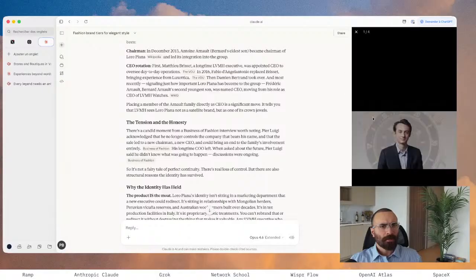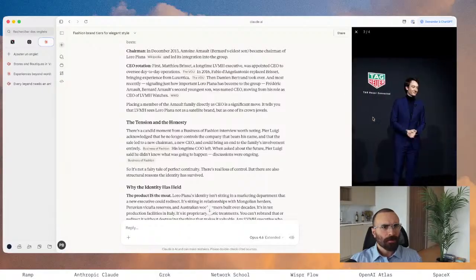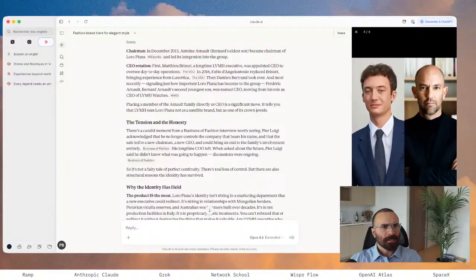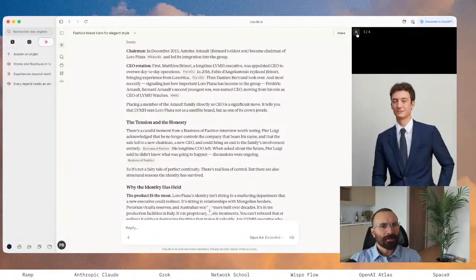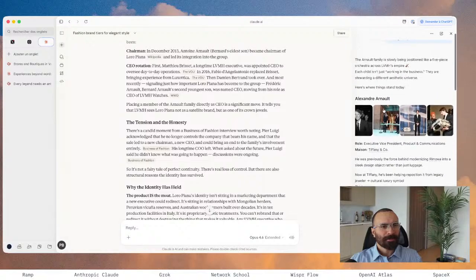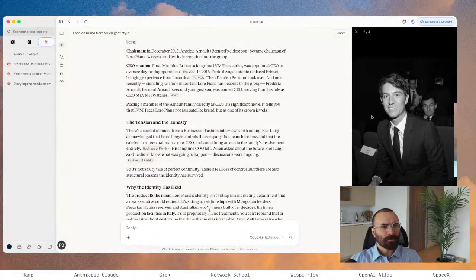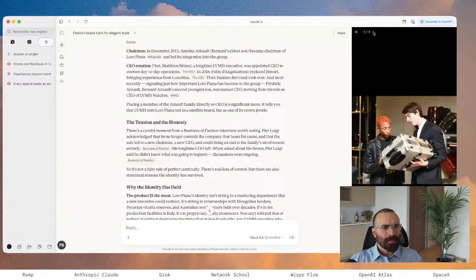Frédéric Arnault, second youngest son. Wow, he looks like one of the... That haircut is crazy. He looks like one of the Stoics, Roman.